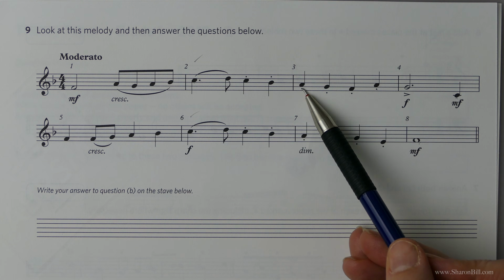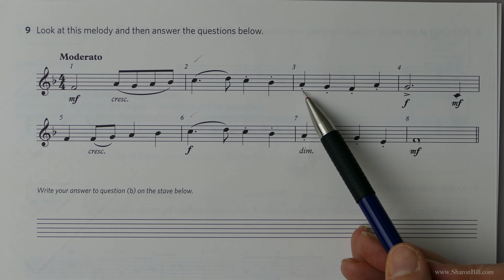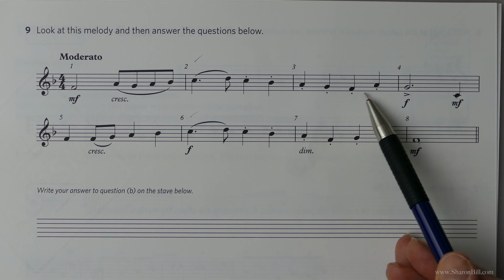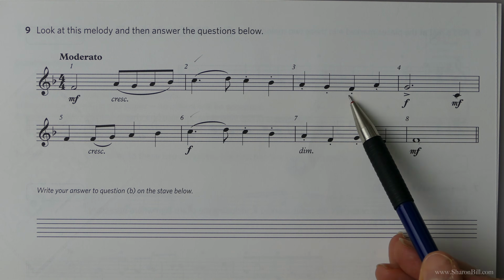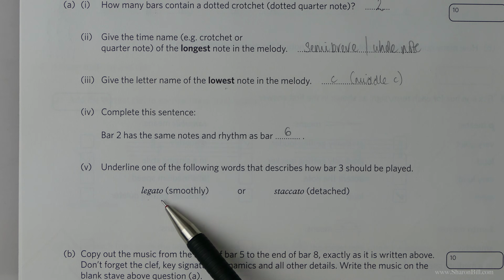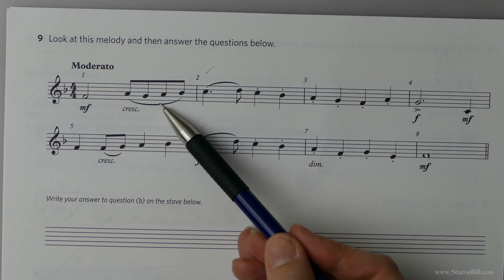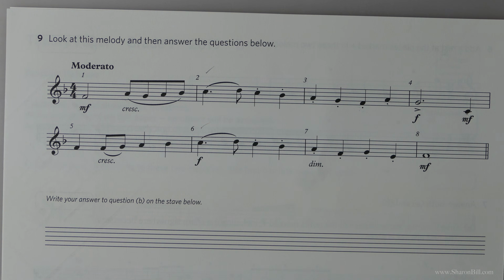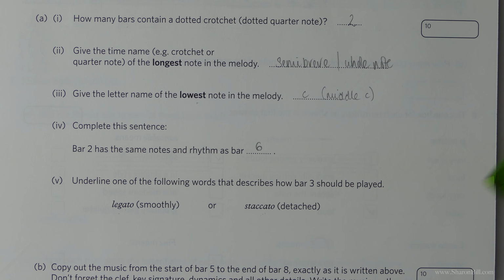But a dot underneath or on top is a performance direction, and it's telling us to play these notes detached. It sort of gives the notes a spiky effect. That's the staccato. So staccato means detached, legato means smoothly, and that would be your legato, where it's all slurred, smoothly joined together. So staccato is the word that we are after.